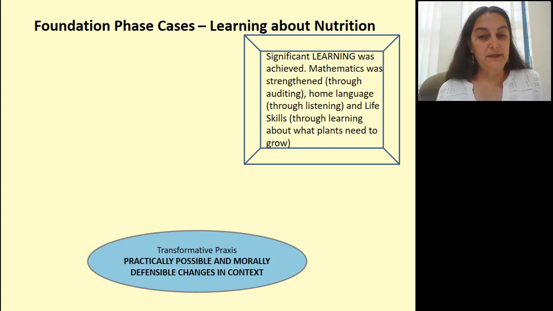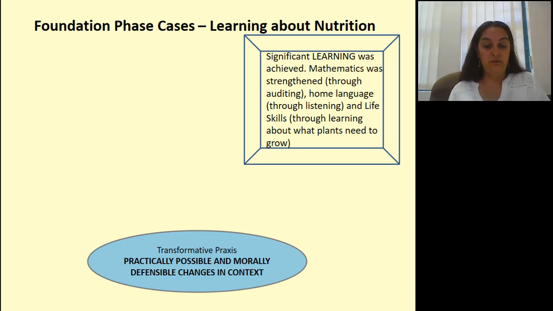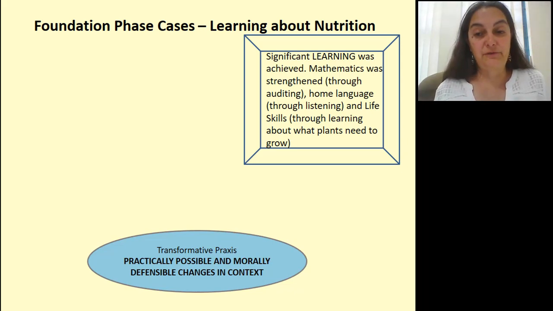So the next is to look at what transformative praxis these teachers managed to achieve that was practically possible, morally defensible, and appropriate for their particular context. One important thing to acknowledge is that significant learning was achieved in both of the case studies. Mathematics was strengthened through the auditing that you saw a little bit earlier. Home language was strengthened through listening to stories about children and healthy eating.